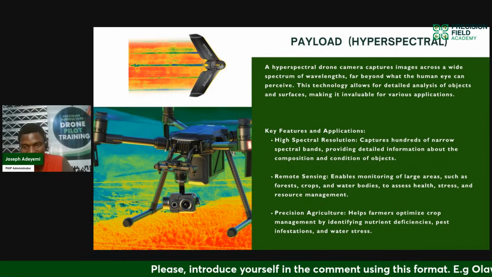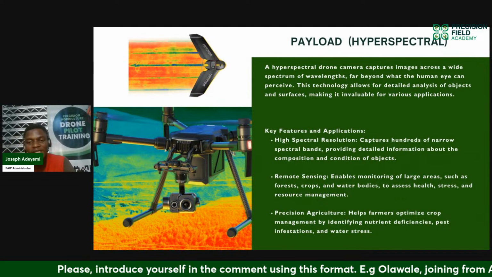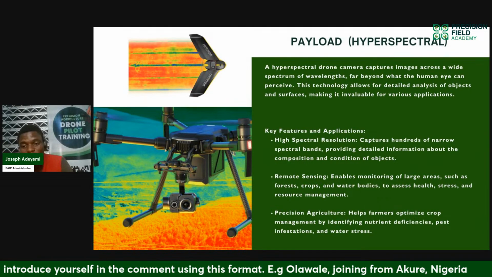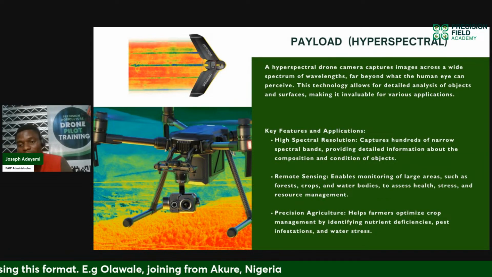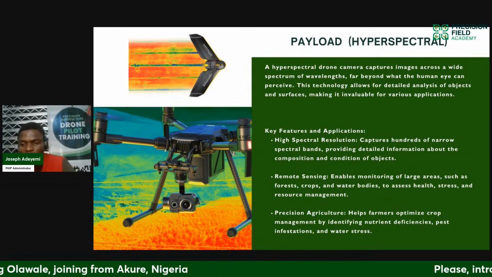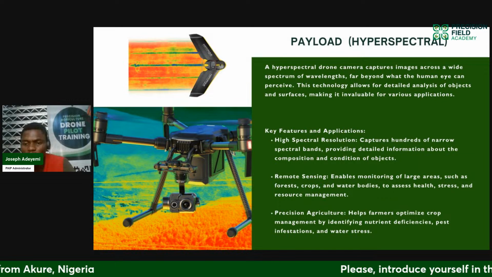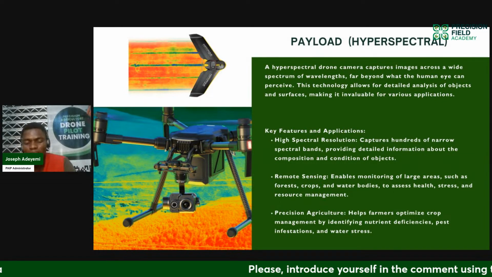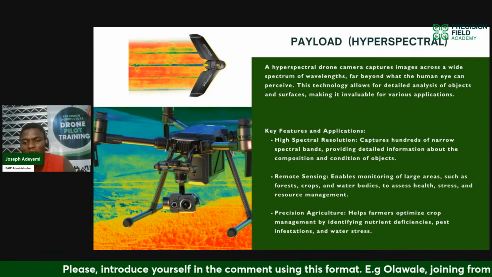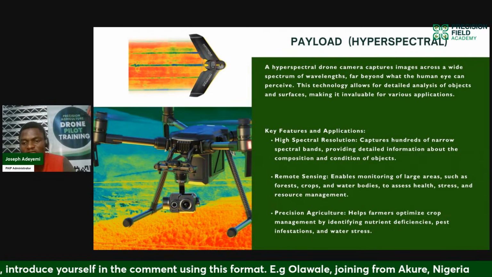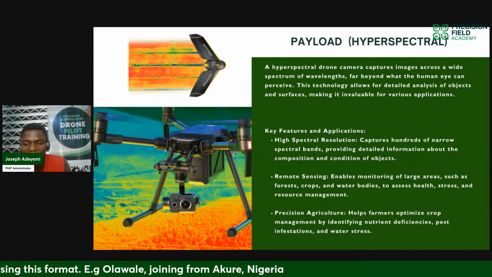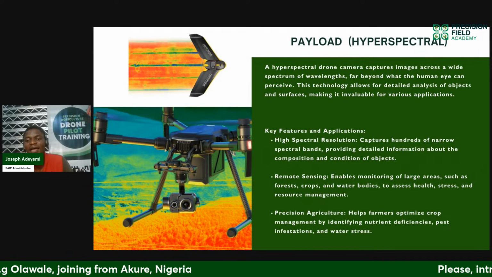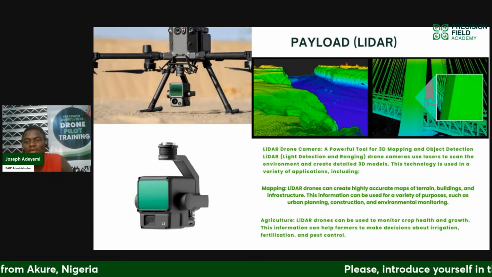Also in remote sensing, they enable monitoring of large areas such as forests, crops, water bodies, in terms of bathymetry survey. They also help monitor stress and perform resource management. And also in precision agriculture, they help farmers to optimize crop management by identifying nutrient deficiencies, plant pest infestations, and water stress.